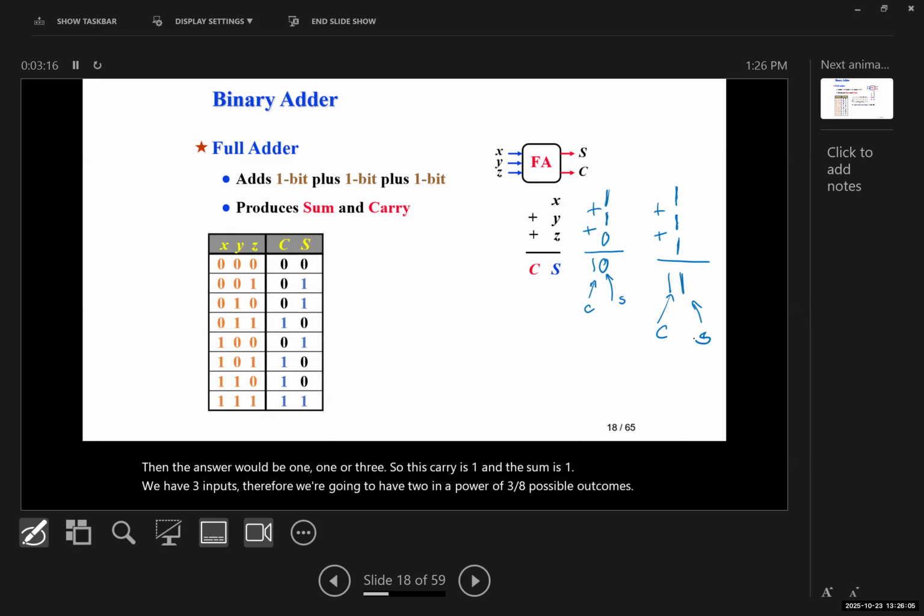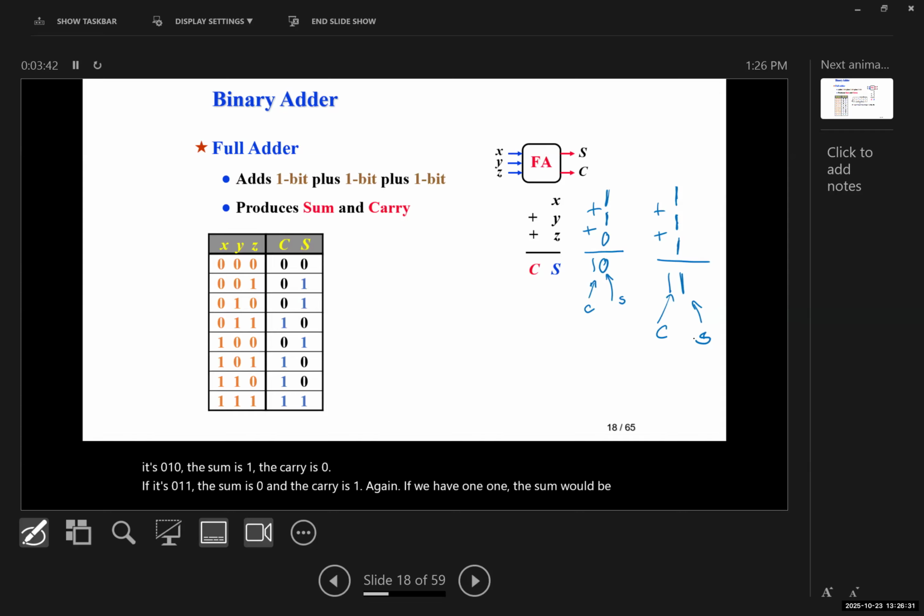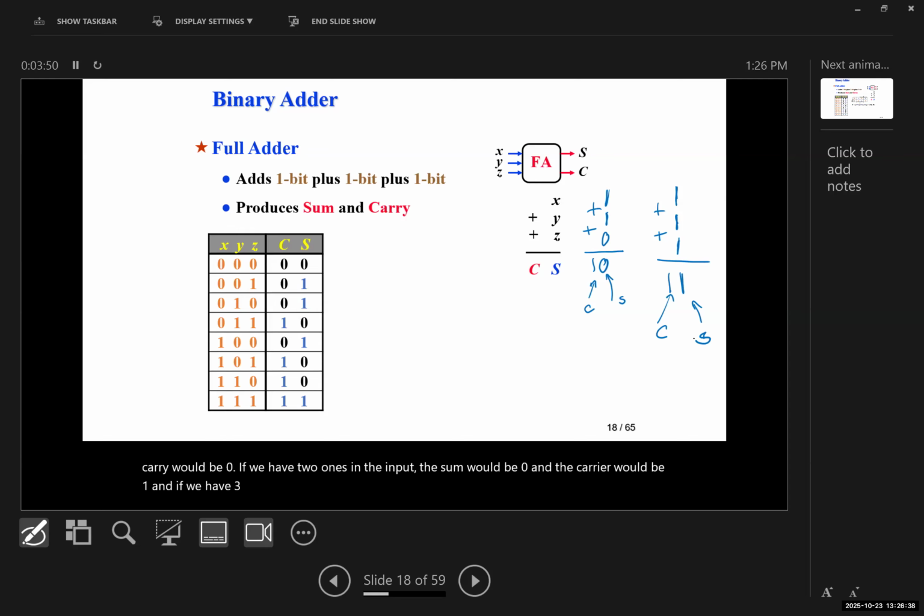If we want to write the truth table, if x, y, z are 0, 0, 0, the sum would be 0, the carry would be 0. If it's 0, 0, 1, the sum is 1, the carry is 0. If it's 0, 1, 0, the sum is 1, the carry is 0. If it's 0, 1, 1, the sum is 0 and the carry is 1. Again, if we have one 1, the sum would be 1, the carry would be 0. If we have 2 1s in the input, the sum would be 0 and the carry would be 1. And if we have 3 1s in the input, the sum would be 1 and the carry would also be 1.